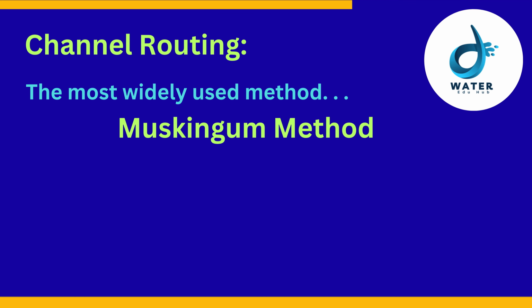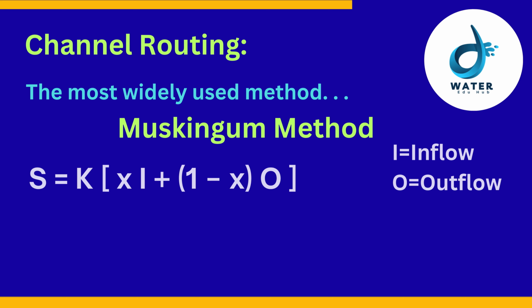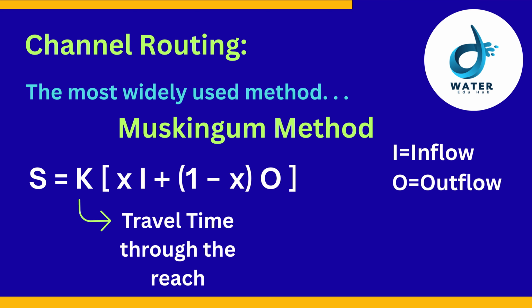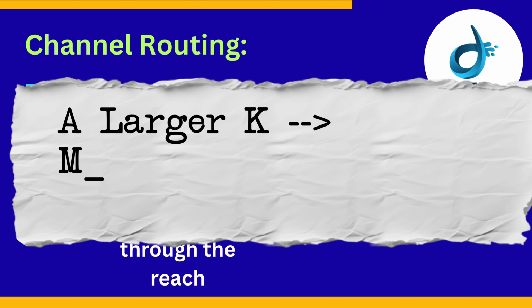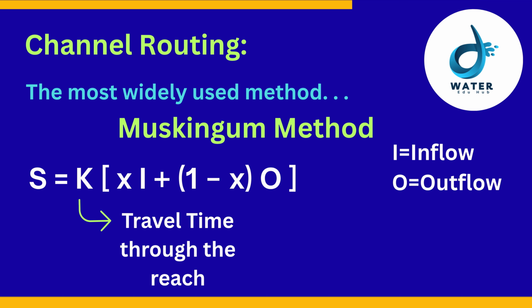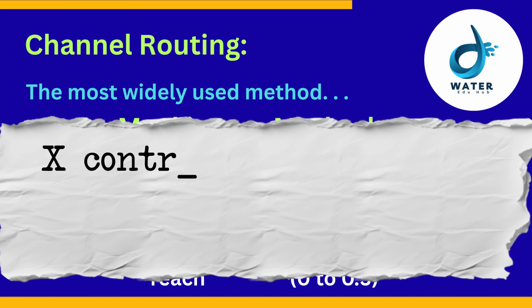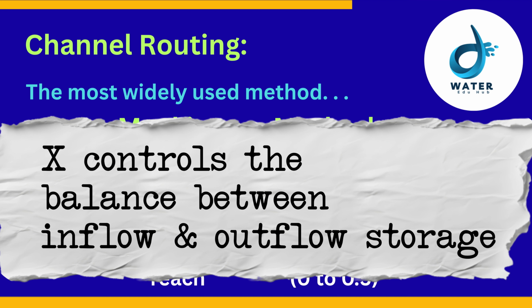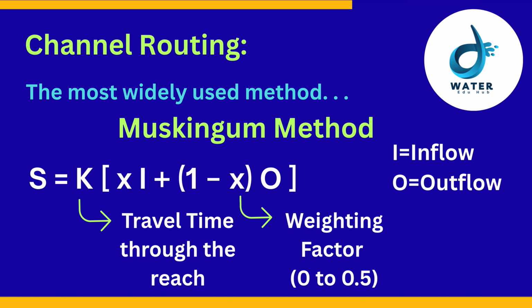The Muskingum storage can be calculated by this equation, where K is the travel time through the reach. A larger K results in more attenuation, which gives a flatter hydrograph. On the other hand, X is a weighting factor that controls the balance between inflow and outflow storage. By tweaking K and X, we can model both how the flood wave moves and how it flattens as it travels downstream.